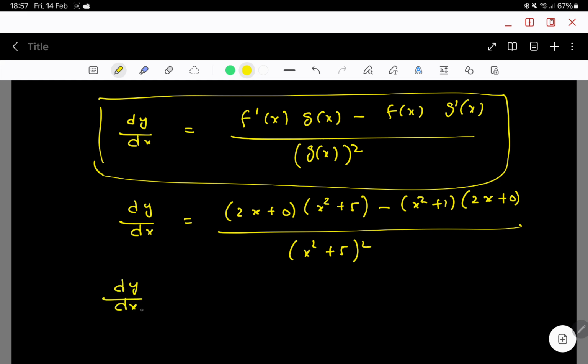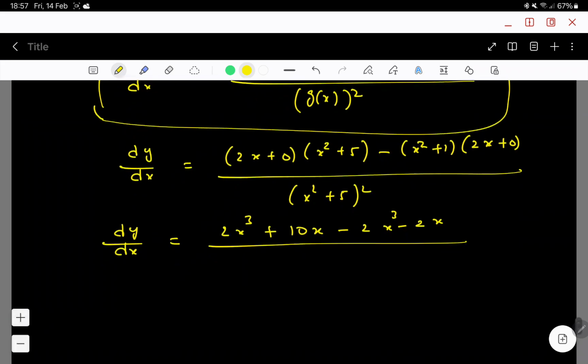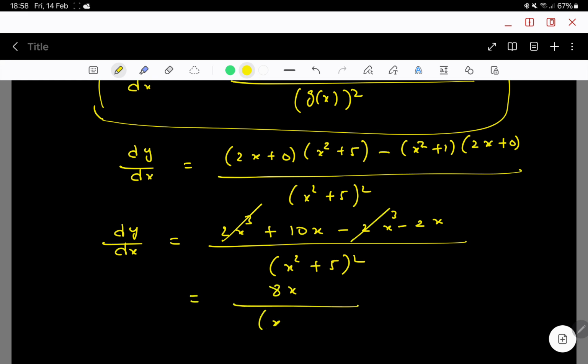So dy by dx equal to, so we multiply 2x plus 0, 2x, we get 2x cube. So 10x, so minus 2x cube minus 2x upon x square plus 5 whole square. Here plus 2x cube minus 2x cube get cancelled. So 10x minus 2x is 8x by x square plus 5 the whole square.